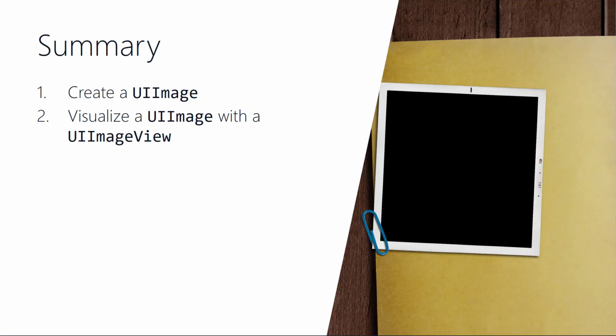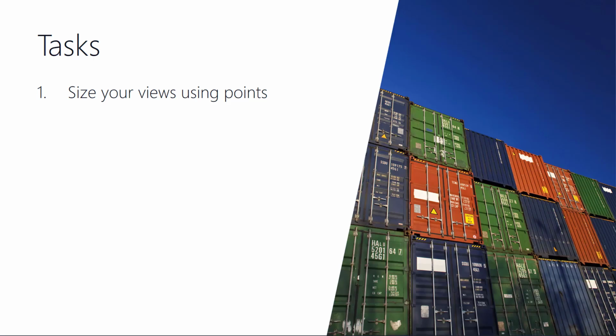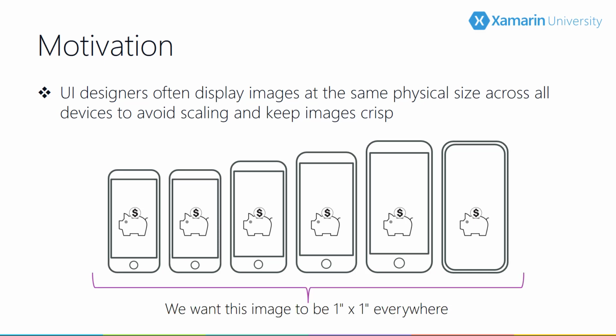So now we know how to take a UI image object and display it on our screen by using a UI image view. I now want to switch gears a little bit and talk about a concept called points, which are here to help us build consistent looking UIs across our devices. And the reason why this is important is because there are a lot of different devices. So for example, here you can see we have a bunch of different iOS devices, and in our application we want this pig image to be about 1 inch by 1 inch on every iOS device that runs it.